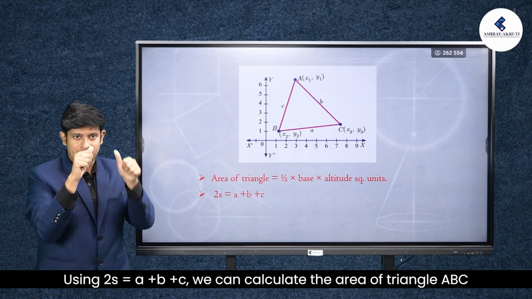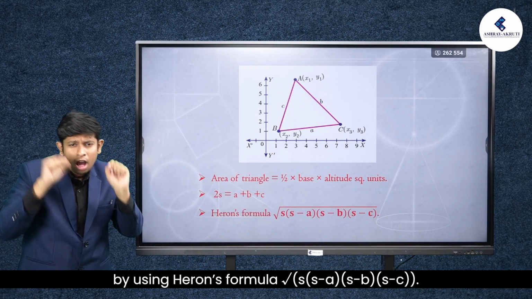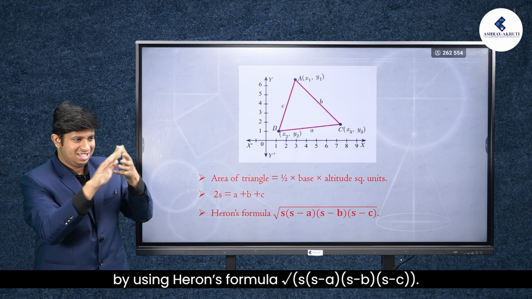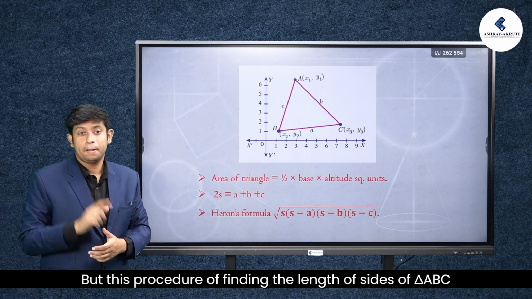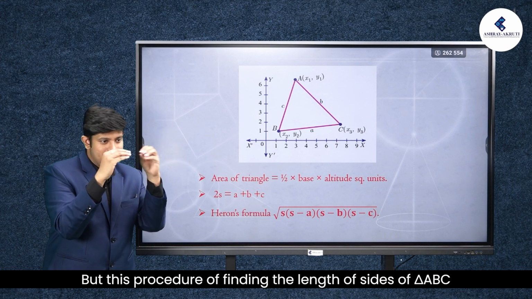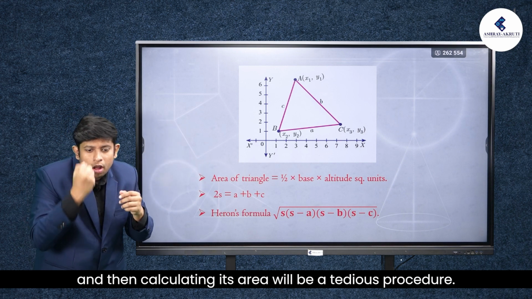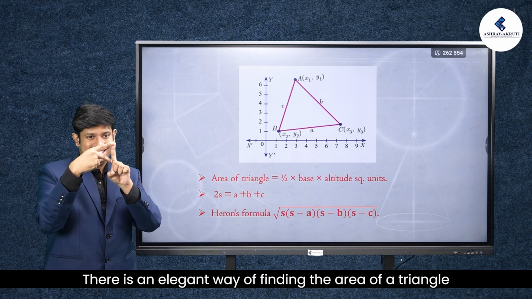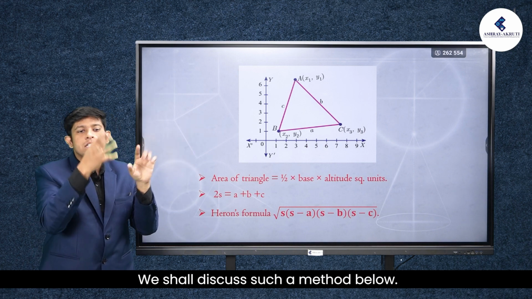Using 2s is equal to a plus b plus c, we can calculate the area of triangle ABC by using Heron's formula, root over s into s minus a, s minus b into s minus c. But this procedure of finding the length of sides of triangle ABC and then calculating its area will be a tedious procedure. There is an elegant way of finding the area of a triangle using the coordinates of its vertices. We shall discuss such a method below.